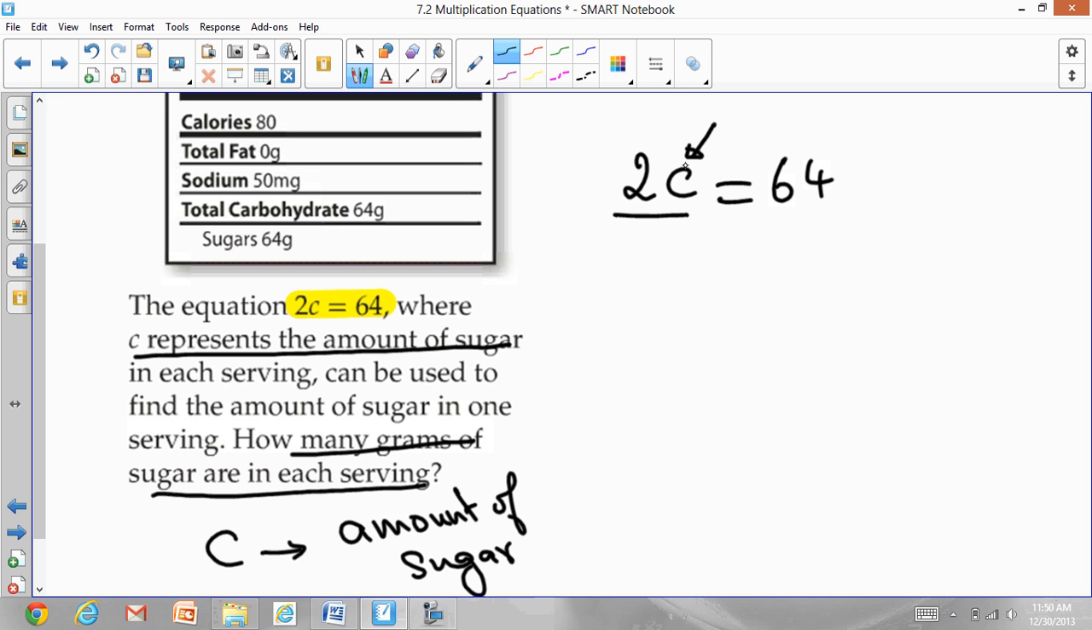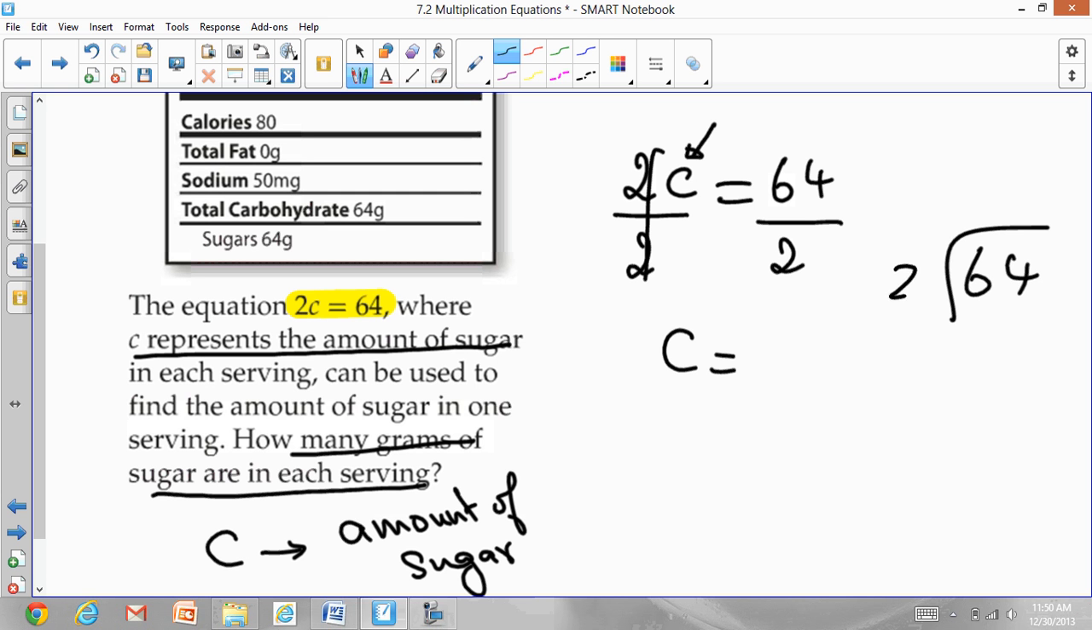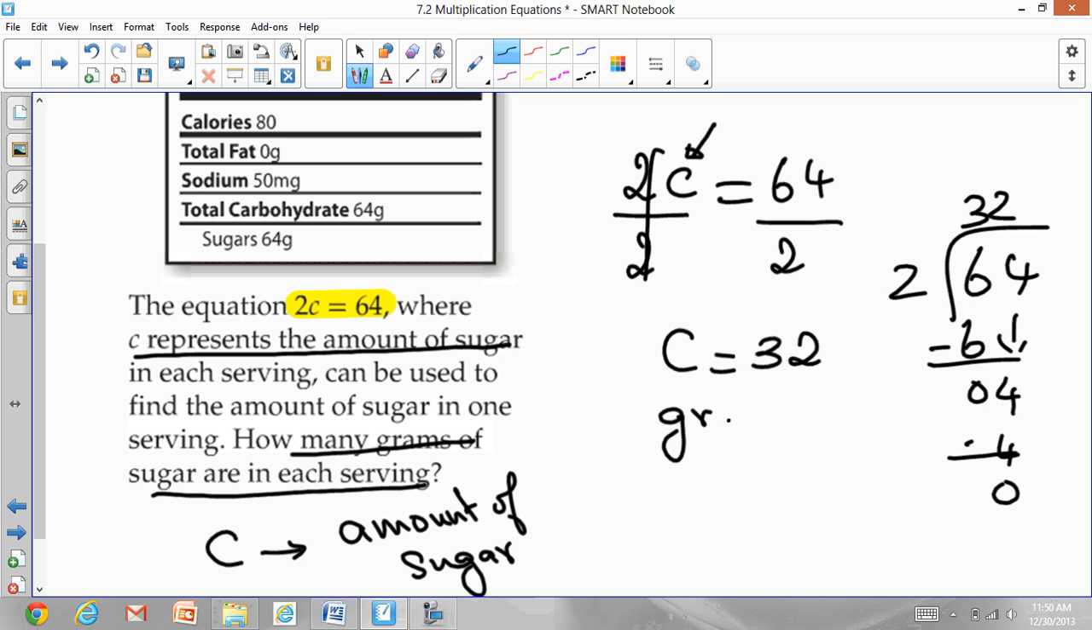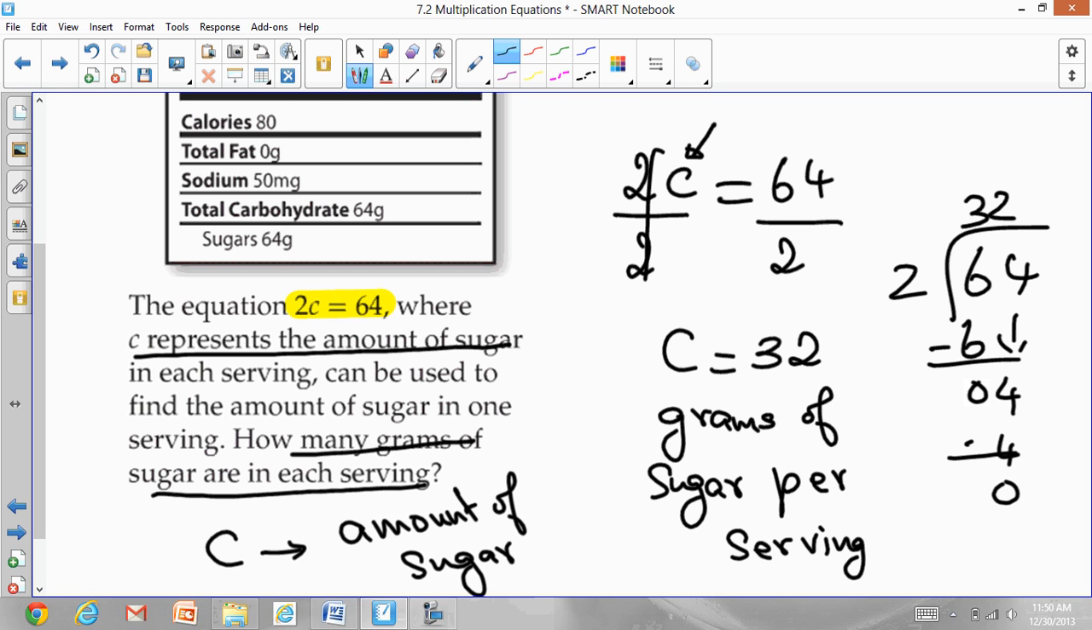So 2c, there is no sign between them, there is no plus or minus, so you take it as multiply. The opposite is divide by 2 on the left, divide by 2 on the right, cancel. c is equal to numerator 64 in the shelter, denominator outside. So this is going to give you 32. 32 grams of sugar per serving. That means in one serving, you're going to find 32 grams of sugar.